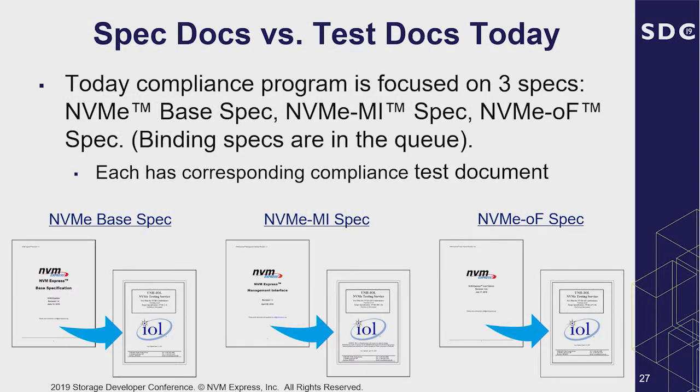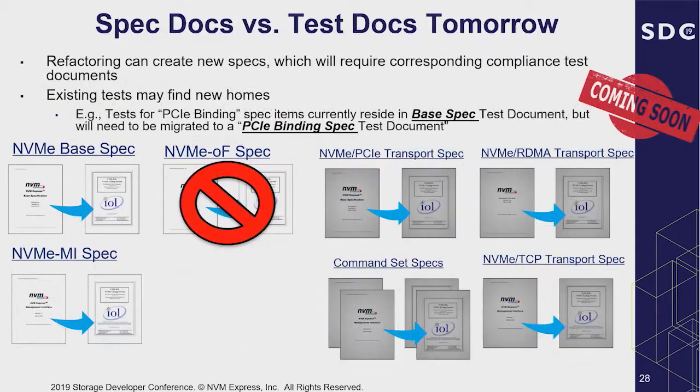This is the situation with specifications and test documentation today. There are three big specs that have come from NVMe: the base specification, the management specification, and the fabric specification. And we have a test document for each of those. So depending on which spec affects your product, you're going to look in a different test document to determine what you need to do for compliance.